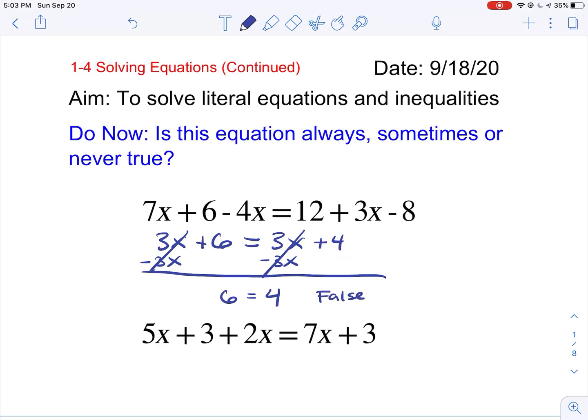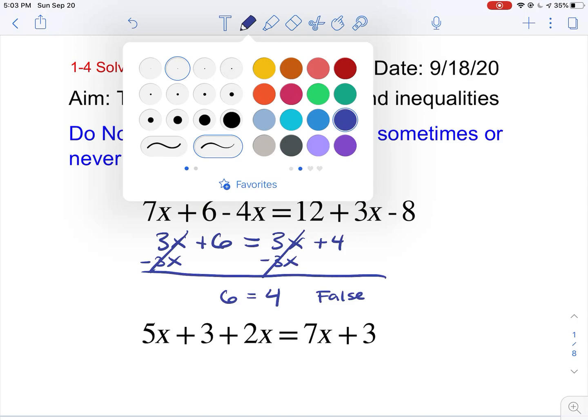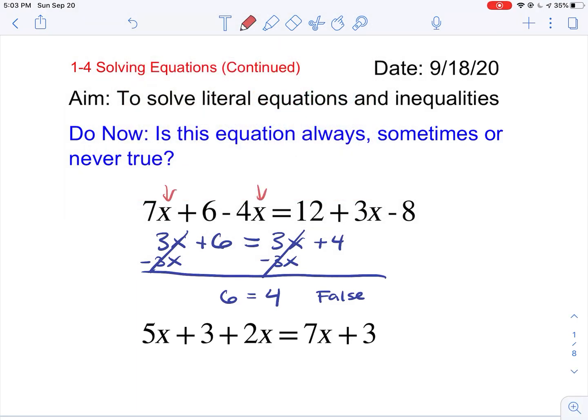It's impossible. So that means no matter what value I plugged in for x, in the end, it will always get canceled. It will not affect this equation, and we will never get anything that's true. Okay, so this equation is never true because when we solved, we got a false statement. So what does this mean in terms of solutions? Well, if something is never true, that means there is no value I could plug in for x that makes it true, meaning there are no solutions.